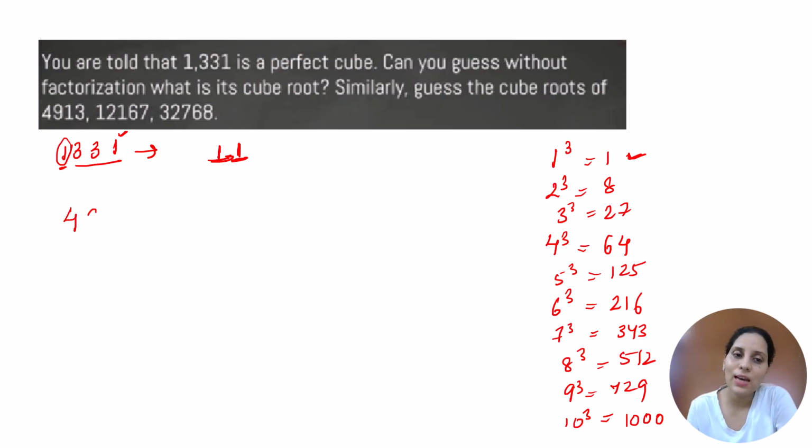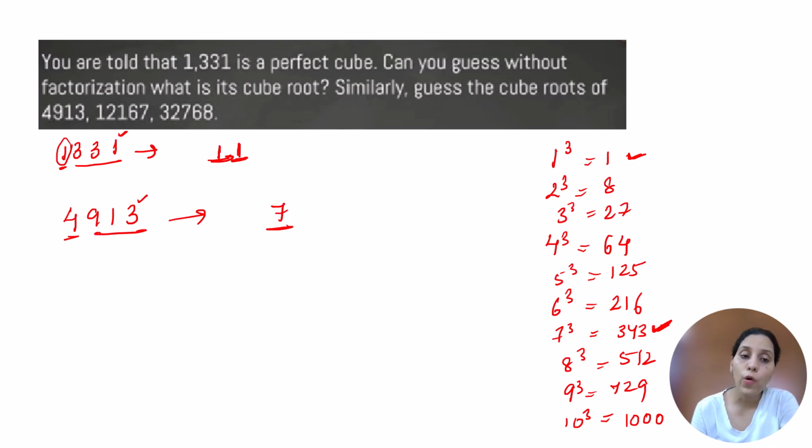Let me take another example, 4913. Again make them into triplets. This is 4 and this is 913. In this triplet, see the last digit 3. Where is your 3 coming in the list? The 1's digit is 3 and this belongs to 7 cube. So my 1's digit is 7. Now 4 comes between which two cubes? It comes between 1 and 8, that is between 1 and 2 cubes. So you will always pick the smaller number, 1. So 17 is your answer.